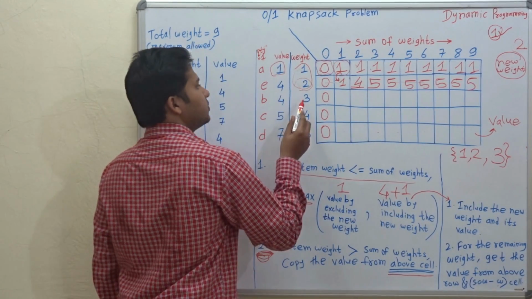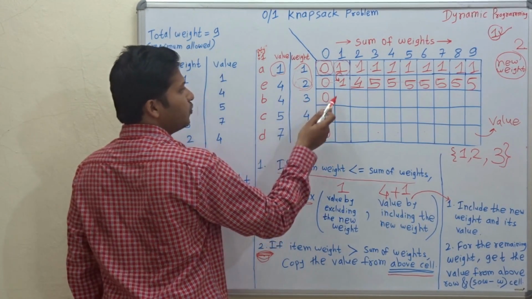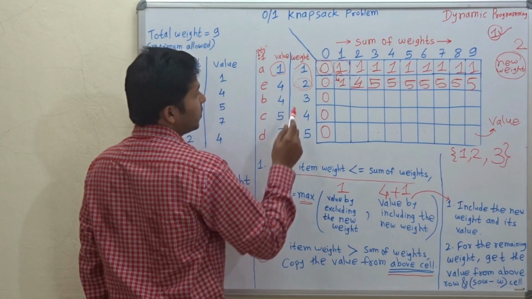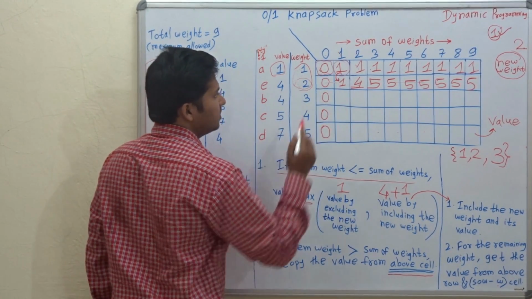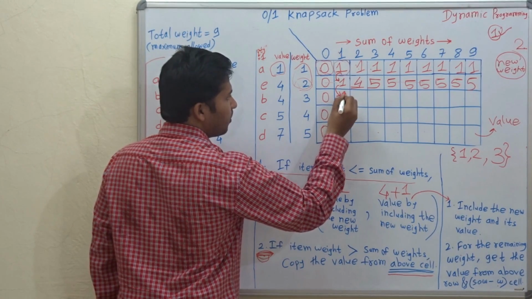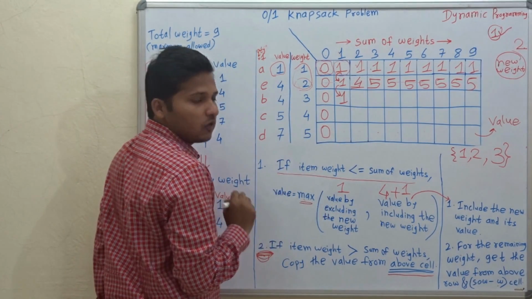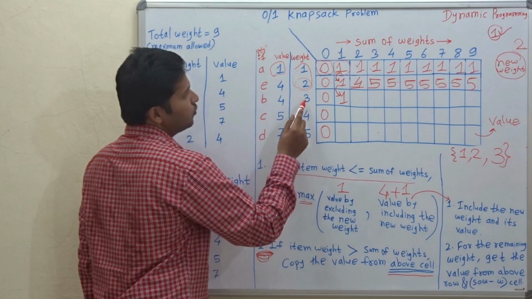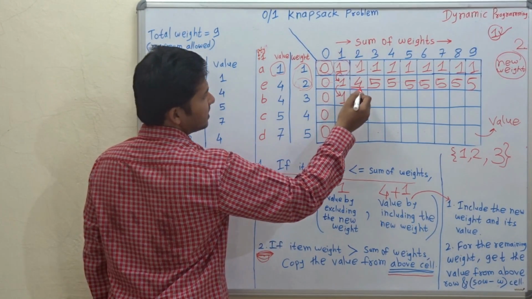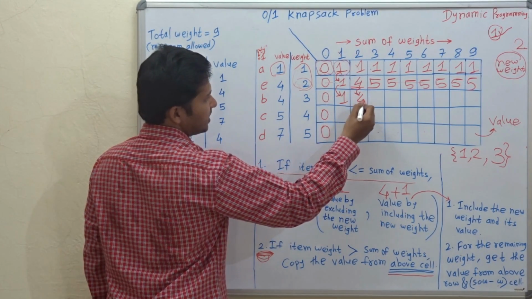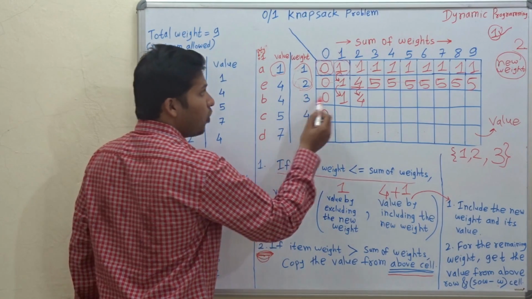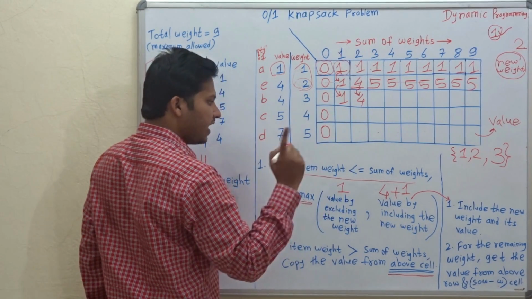Okay. So by using this new weight, can you form 1? No, because 3 is greater than 1. So just copy the value from above cell. Okay. Then can you form 2? No, just copy the value from above cell. Can you form 3? Yes, we can form.